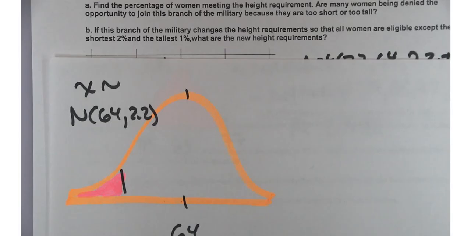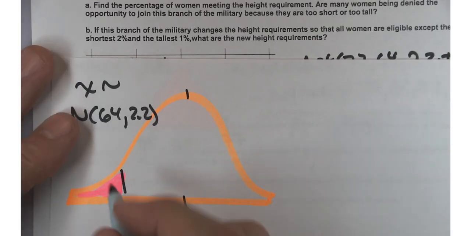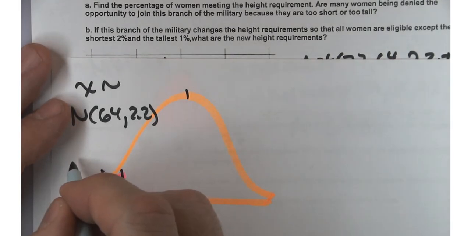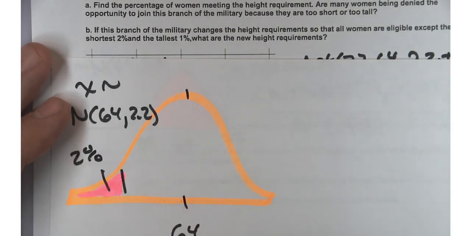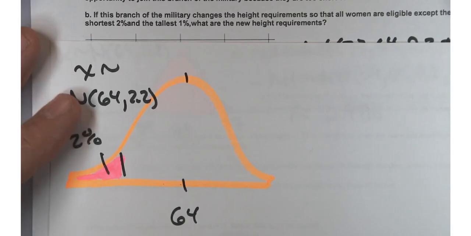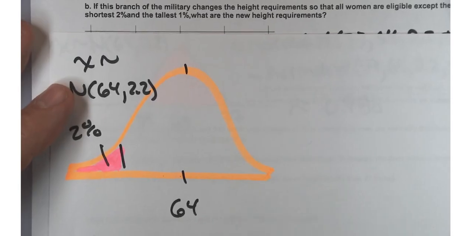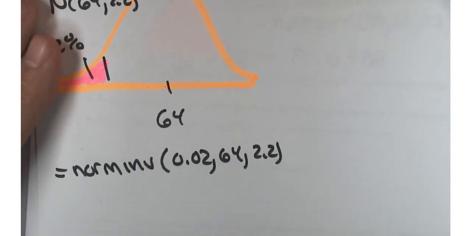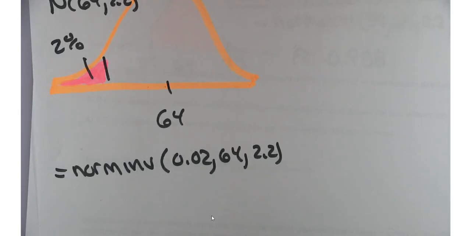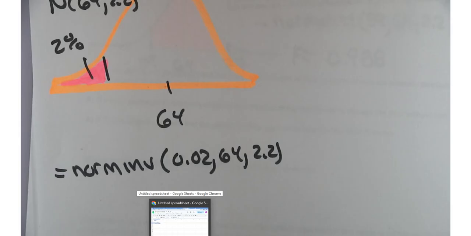So in our case, we want 2% of the area, which as a decimal is 0.02. So it's going to be equals norm inverse of 0.02, mean is 64, and standard deviation of 2.2. Let's see about getting that value. And pay attention about how we solve this one, because you're going to be up next for the next one.